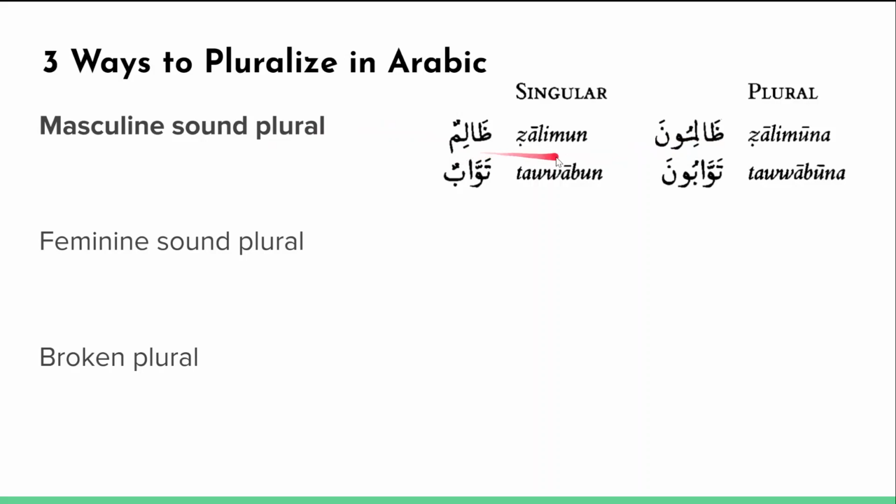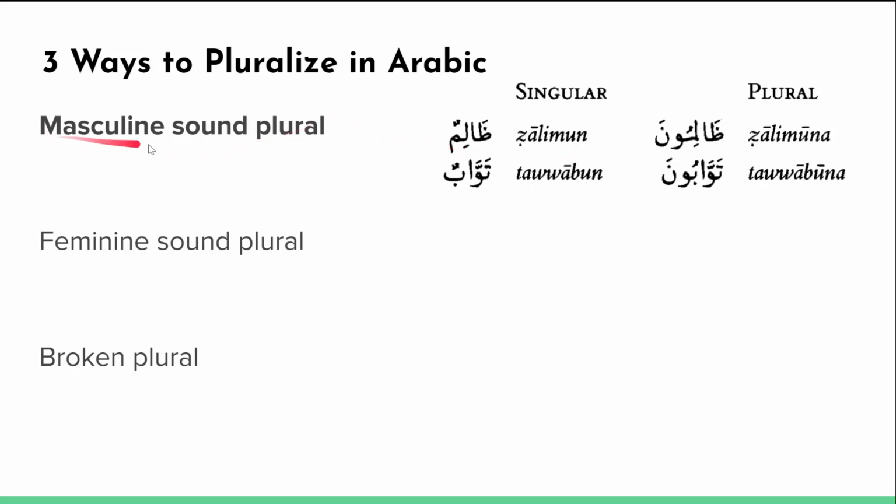So the word ظالم means an oppressor. ظالمون means the oppressors, some oppressors, a group of oppressors. The same way, tawwabun, the forgiving. Tawwabuna means multiple people who are forgiving, who are turning to repentance. So una is kind of like the sound way of making something plural.